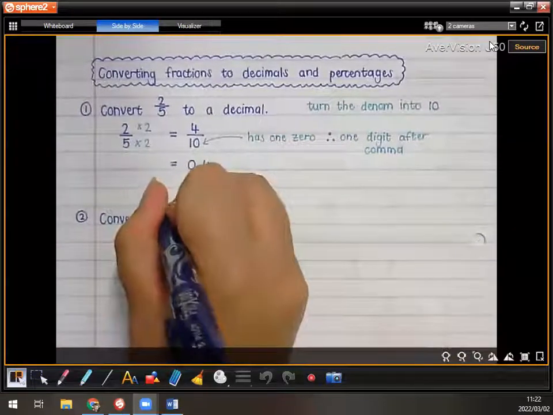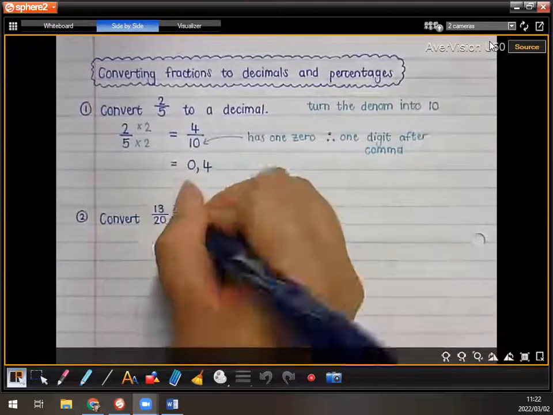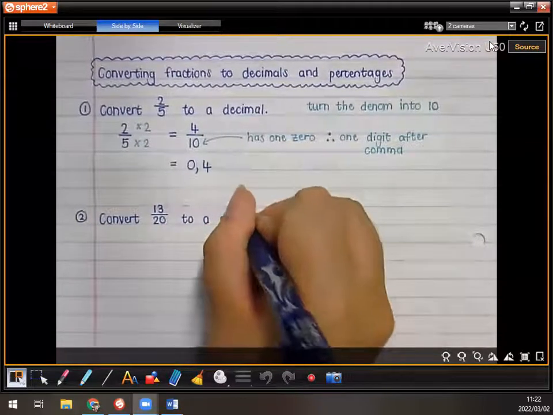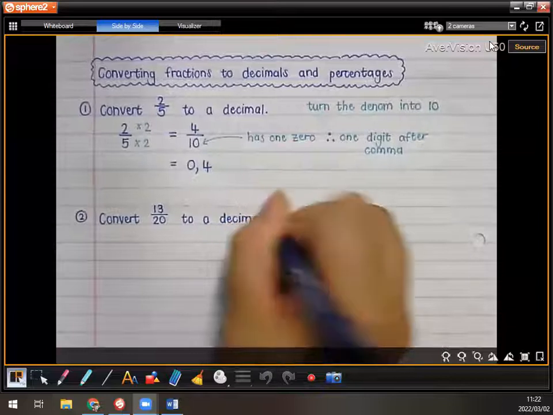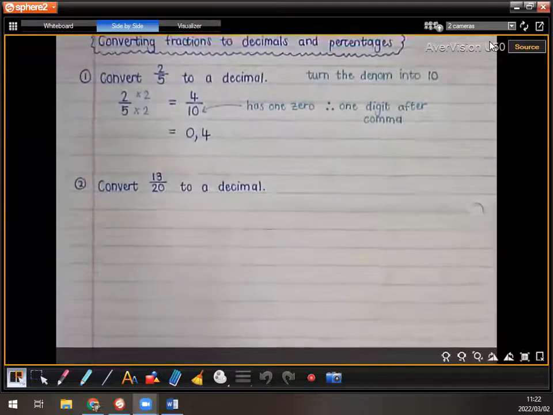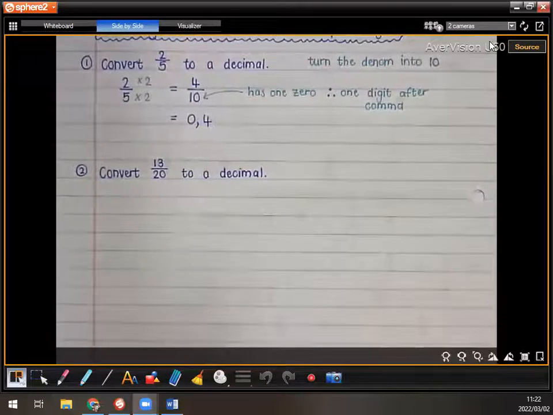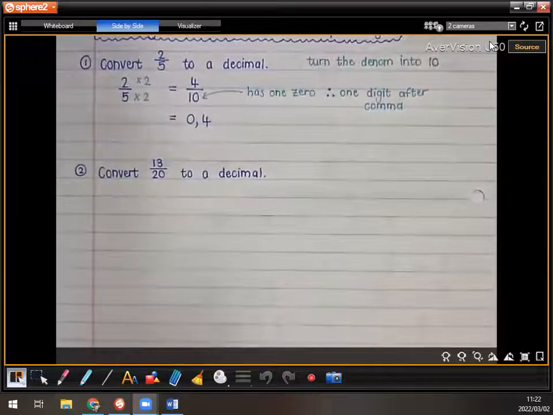Convert 13/20 to a decimal. Now guys, when you're doing these questions, you're never going to divide. You might think, okay, I must make that denominator 10. But in order to turn that into a 10, you're going to have to divide by 2. You're never going to divide in these questions. You're always going to times.